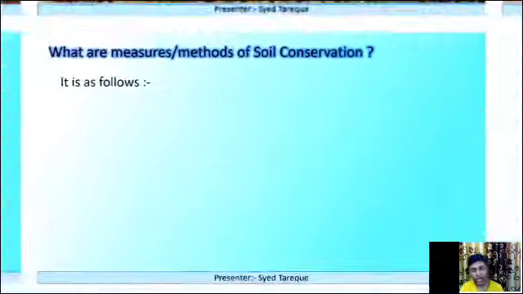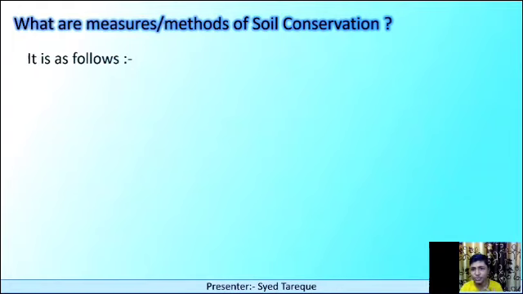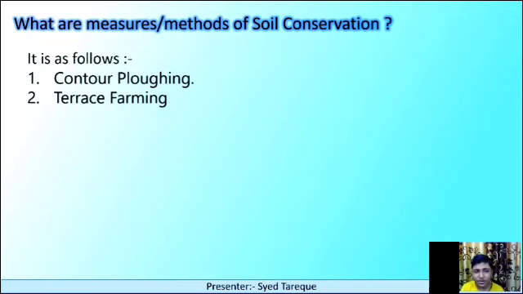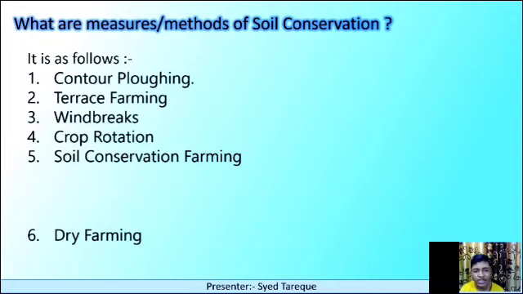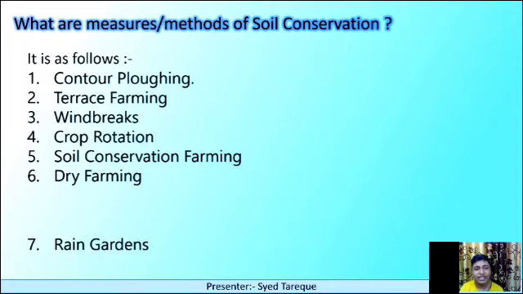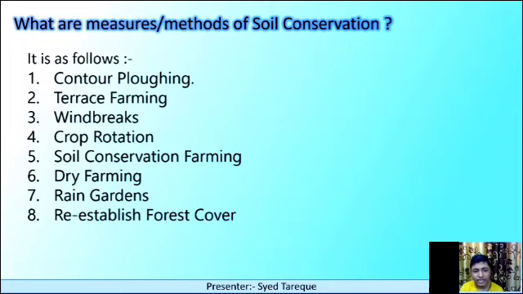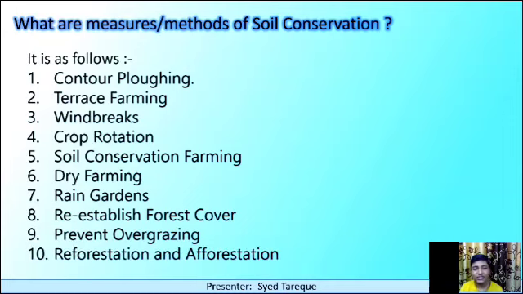Now, how can we prevent this soil erosion, or what are the methods of soil conservation? They are as follows. First is contour plowing, second is terrace farming, third is windbreaks, fourth is crop rotation, fifth is soil conservation farming, sixth is dry farming, seventh is rain gardens, eighth is reestablishing forest cover, ninth is preventing overgrazing, tenth is reforestation and afforestation.